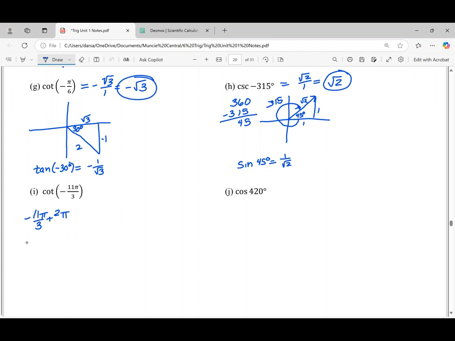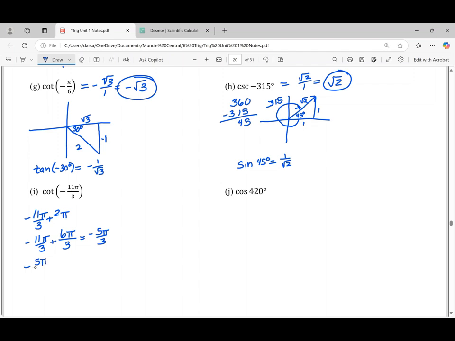Well, remember our common denominators. We have negative 11 pi over 3, and we're going to add 2 pi to that with a denominator of 3. Well, 3 times 2 is 6, so that's 6 pi over 3. That gets us to negative 5 pi over 3. That's still a negative angle. So let's go ahead and add 2 pi again so that we can get into the positive angles, and that'll be a little bit easier for us to work with.